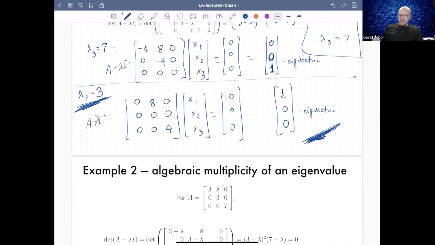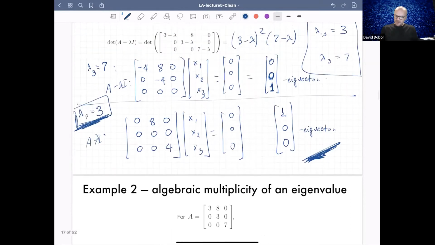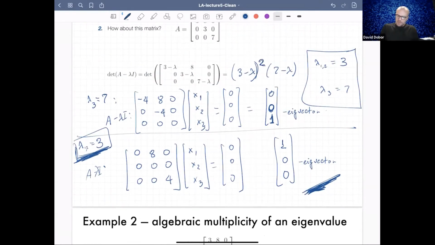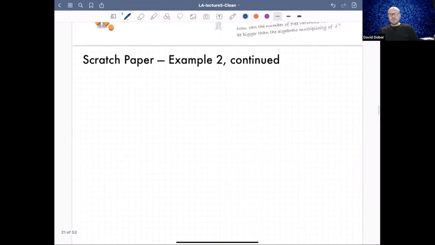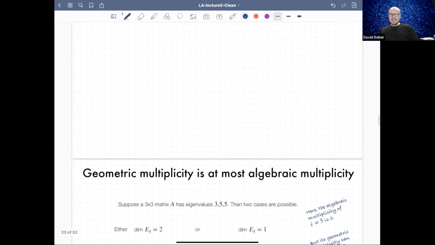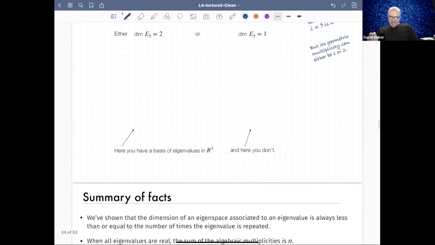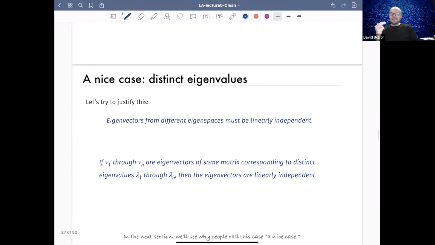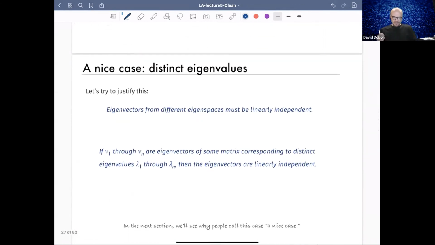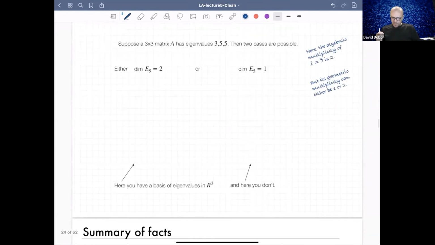In a minute, I'll introduce the notion of a geometric multiplicity of an eigenvalue. Its algebraic multiplicity is 2 because it goes as a power of 2 in the polynomial. But the question is, what is its geometric multiplicity? The geometric multiplicity is the number of linearly independent eigenvectors associated with a given eigenvalue of a given algebraic multiplicity.